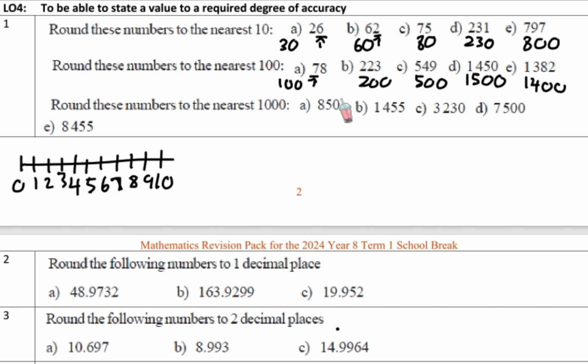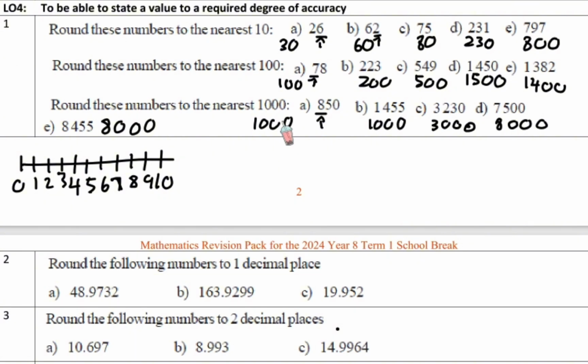Round these numbers to the nearest thousand. To round the numbers to the nearest thousand, we have to look at the numbers in the hundreds position. So for A, it will be 1,000, since 8 is closer to 10. B will be 1,000 because 4 is closer to 0. C will be 3,000. D will be 8,000. And E will be 8,000 as well.